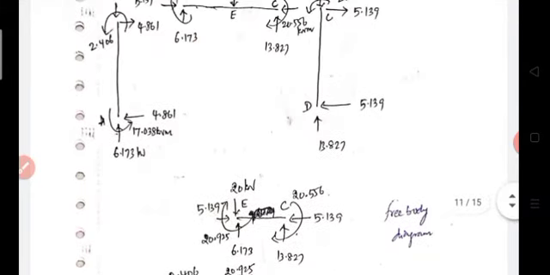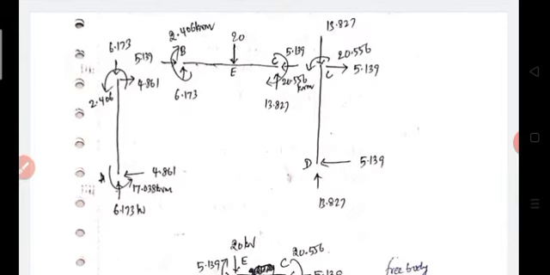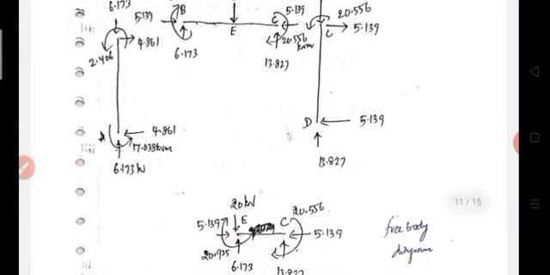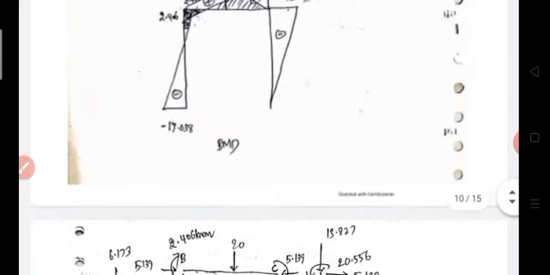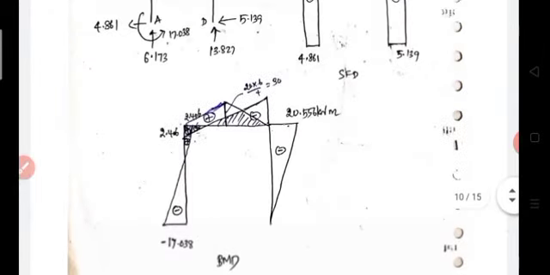Likewise, you may draw the free body diagram for each and every segment and determine the axial force, shear force and bending moment at each nodal point, each important point, like points A, B, C, D, E. After that you may draw the shear force diagram.